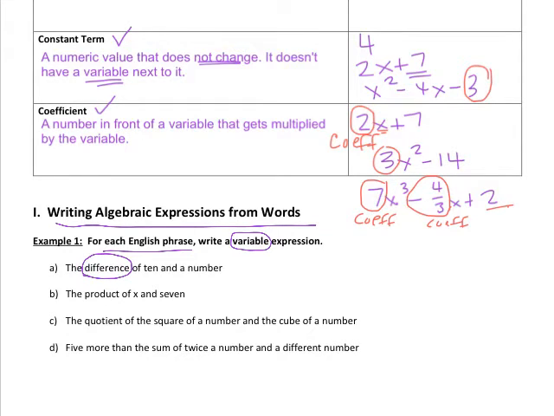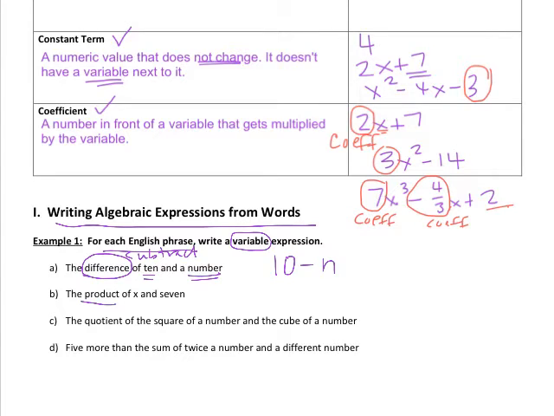The difference of 10 and a number. Difference means subtract. And because we're subtracting 10 and a number, that means we would have 10 minus, I'm going to say the letter n because n is representing the word number. So the difference of 10 and a number, I'm just going to subtract those two.